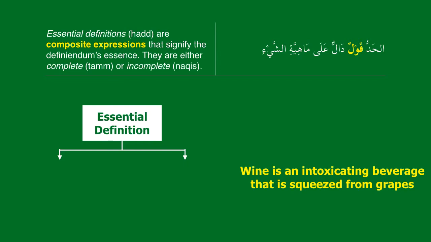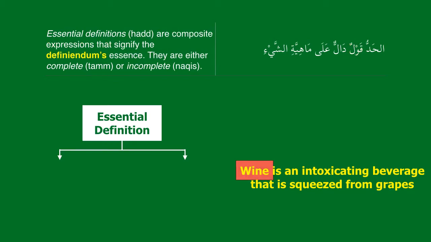Every definition is a composite expression. In the composite expression of the definition, you have the definiendum, which is the term that is being defined. And then you have the actual definition, which is the rest of the statement, an intoxicating beverage that is squeezed from grapes. This expression is a composite expression because it composes the basic concepts of beverage, intoxicating, and being squeezed from grapes together to create conceptual knowledge of a new concept, namely wine. So an essential definition is a composite expression that signifies the definiendum's essence.